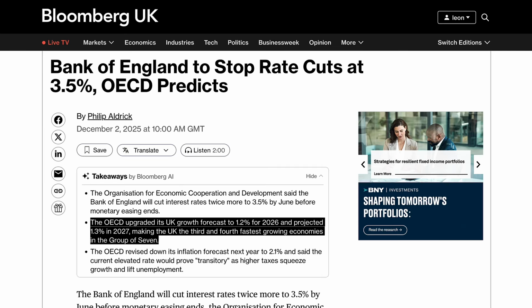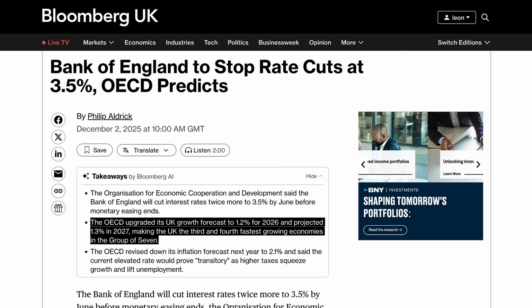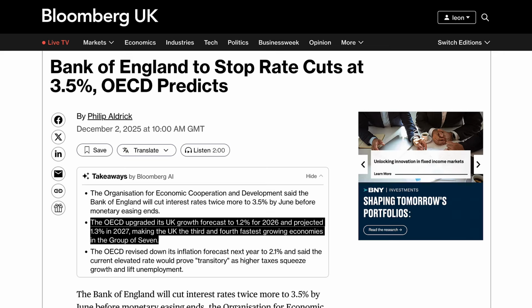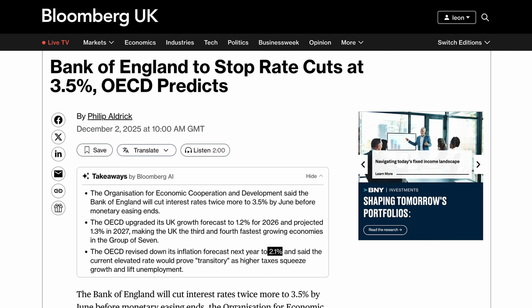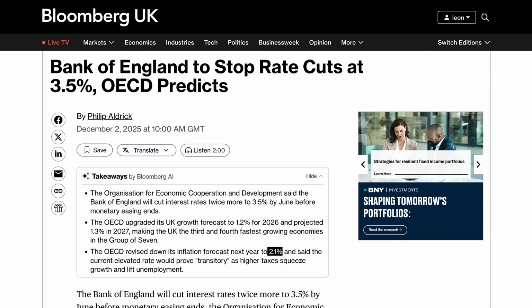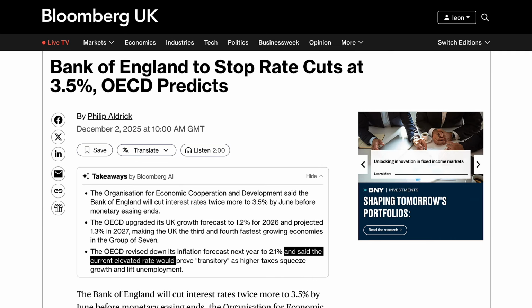So it says here the OECD revised down its inflation forecast next year, and again that helps rate cuts, because the more inflation goes towards the 2% target and potential overshoot, then you typically get rate cuts happening, and that's what's happened with other central banks. And it said the current elevated rate would prove transitory as higher taxes squeeze growth and lift unemployment.